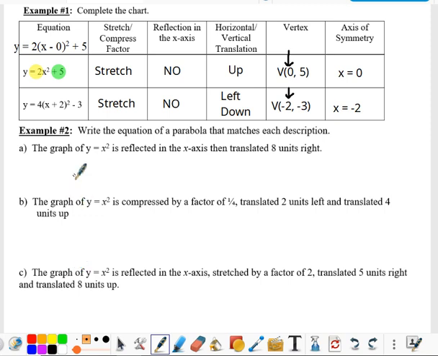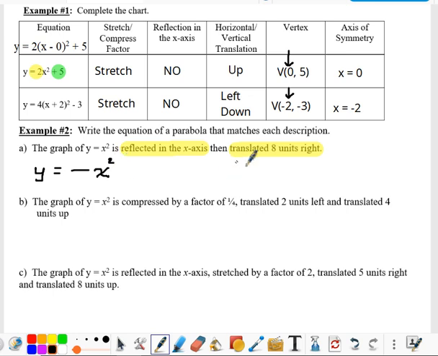It says the graph of y equals x squared is, and this is where I'm going to pull out my highlighter, reflected in the x-axis. Okay, so that tells us something. Then translated 8 units right. Okay, so if it was first reflected in the x-axis, what would happen to y equals x squared? It would turn into y equals negative x squared.